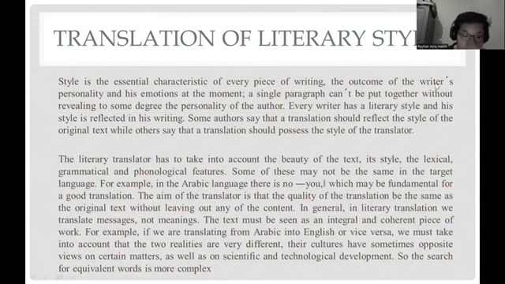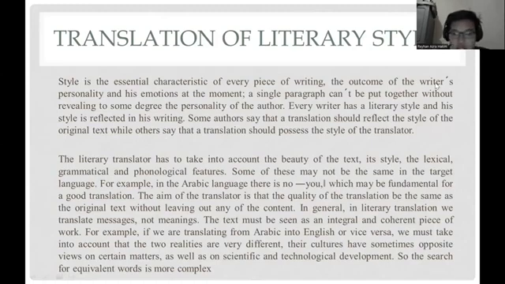The literary translator has to take into account the beauty of the text, its style, the lexical, grammatical, and phonological features. Some of these may not be the same in the target language. For example, in the Arabic language, there is no "you", which may be fundamental for a good translation. The aim of the translator is that the quality of the translation be the same as the original text without leaving out any of the content.